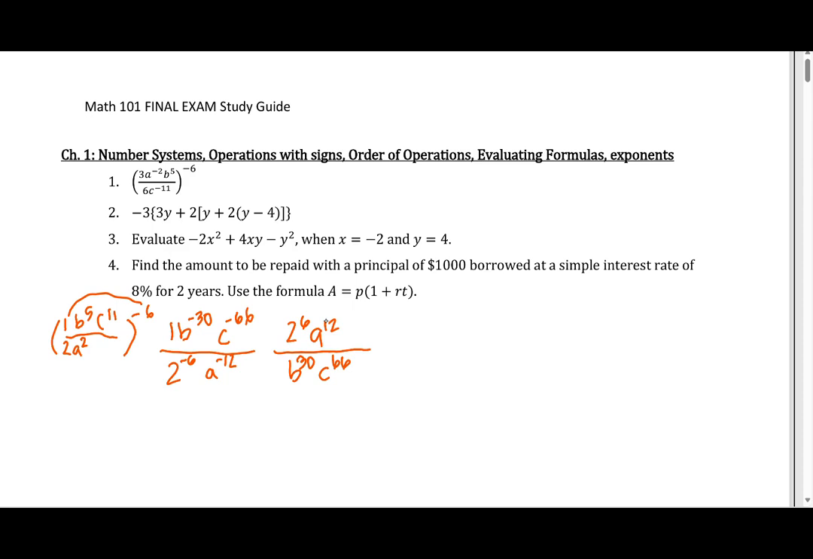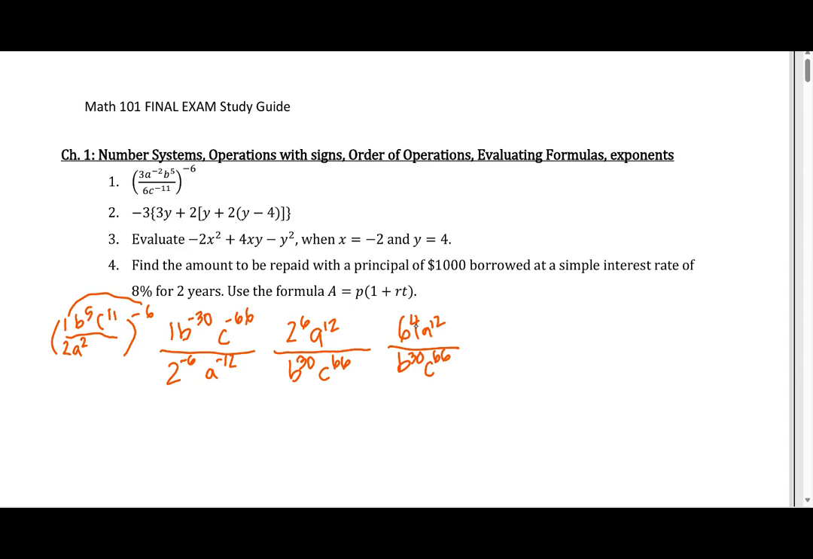Now the last thing we can do is we actually know 2 to the 6, so you can type it into your calculator. That's going to be 64. So I have 64, A to the 12th, over B to the 30th, C to the 66. And that's all we can do to simplify on number 1.